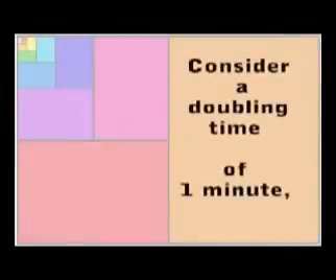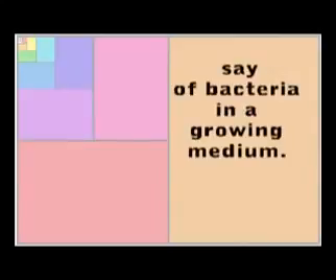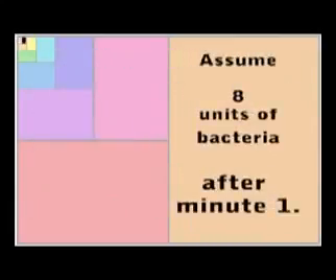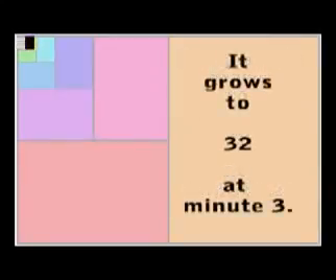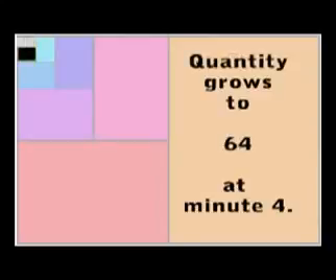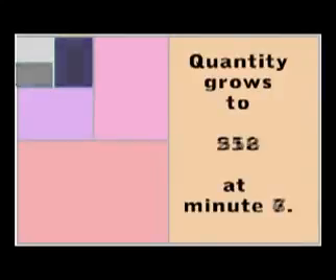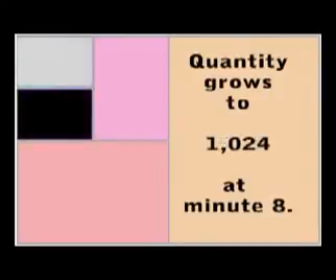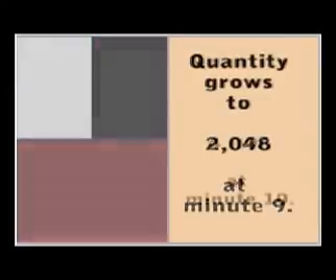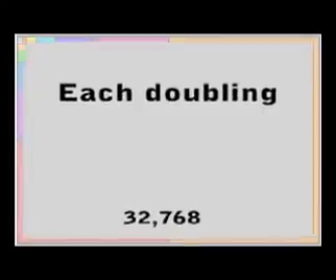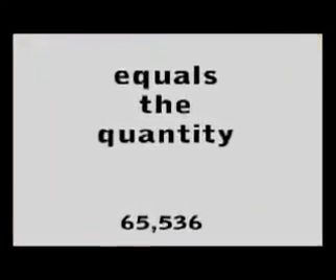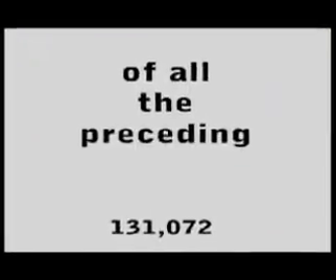Consider a doubling time of 1 minute, say of bacteria in a growing medium. Assume 8 units of bacteria after minute 1. It grows to 16 at minute 2, 32 units at minute 3, growing exponentially: 64 at minute 4, 128 at minute 5, 256 at minute 6, 512, 1024, 2048, 4096 at minute 10, more than 8000 at minute 11, more than 16,000 at minute 12, and so forth. Each doubling equals the quantity of all the preceding doublings combined.